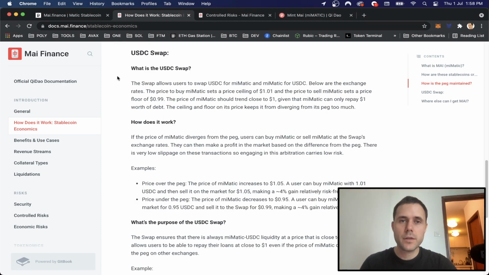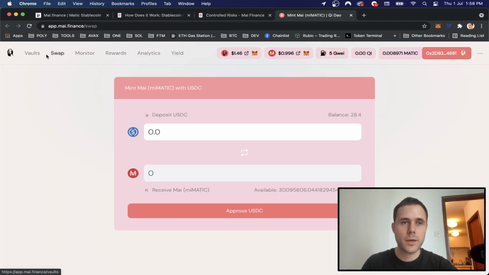Okay, so how does the USDC swap work? So the nice thing about the platform is if we go over to the website, we go to the swap tab, into app.mai.finance, the actual application, then actually we've got an arbitrage tool here where we can swap for USDC, another stablecoin, which is backed just by physical US dollars, I believe. And we can just do the arbitrage here. We don't need to visit any other exchange.